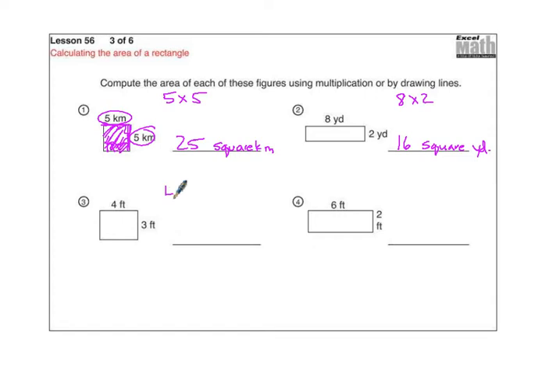For this first one, you should have shown 4 times 3, length times width. That's equal to 12 square feet. And on this next one, you should have done 6 times 2, which is equal to 12 square feet. All right, those last two have the same answer. Look at that.